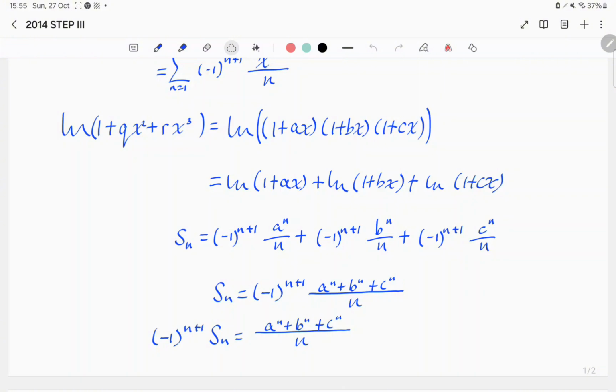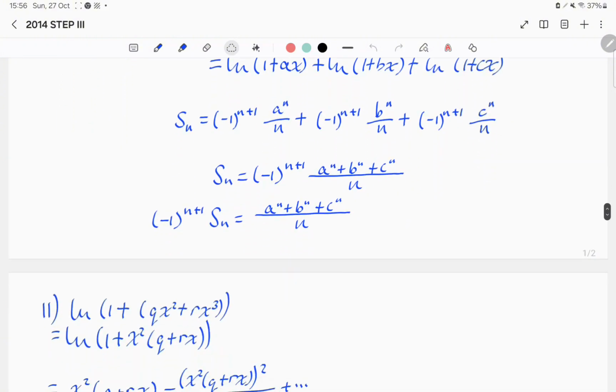Simplifying this expression gives that the coefficient is (-1)^(n+1) multiplied by (a to the n plus b to the n plus c to the n) all over n, which rearranges to give (-1)^(n+1) Sn is equal to (a to the n plus b to the n plus c to the n) over n.